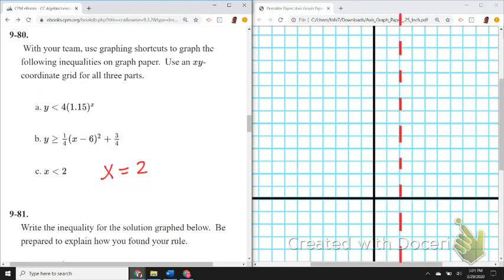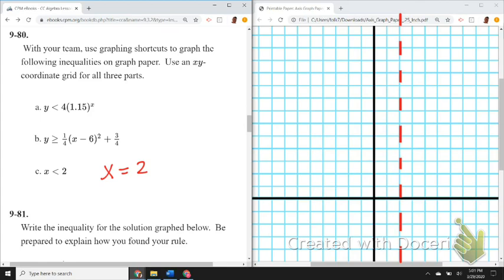Give me a second. Okay, so here's our third one. x is less than 2. Because this is a coordinate plane that it's giving you now, it's not a number line, you need to graph this in regards to the x and y axes. So if x is less than 2, you just want to graph the line x equals 2, which I have in red there. And then because it's just less than, not less than or equal to, it's going to be a dashed line.